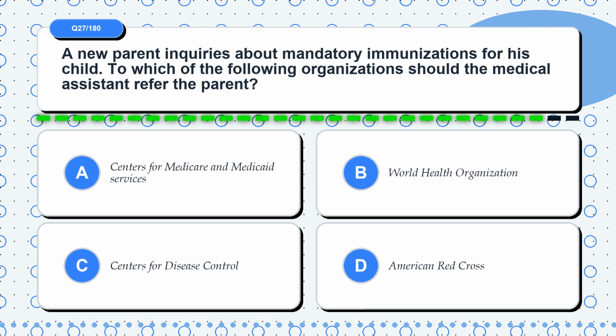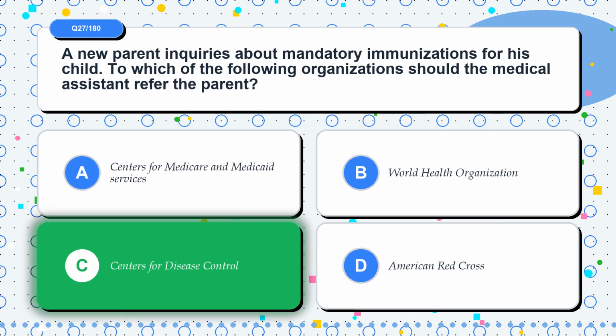Question 27. A new parent inquires about mandatory immunizations for his child. To which of the following organizations should the medical assistant refer the parent? Here are the options. Option A, Centers for Medicare and Medicaid Services. Option B, World Health Organization. Option C, Centers for Disease Control. Option D, American Red Cross.